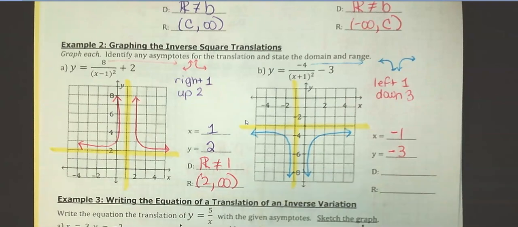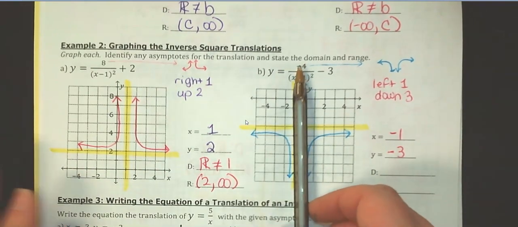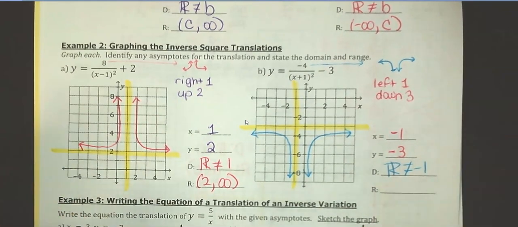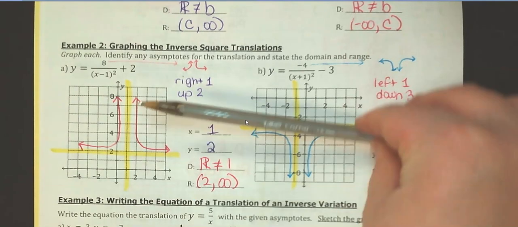Now, your domain, one side goes left, one side goes right forever. They just don't touch the asymptote in between the two branches. So all the real numbers, but not that -1. And that's because we would be dividing by 0 there, and that would cause an error if we tried to plug that in.